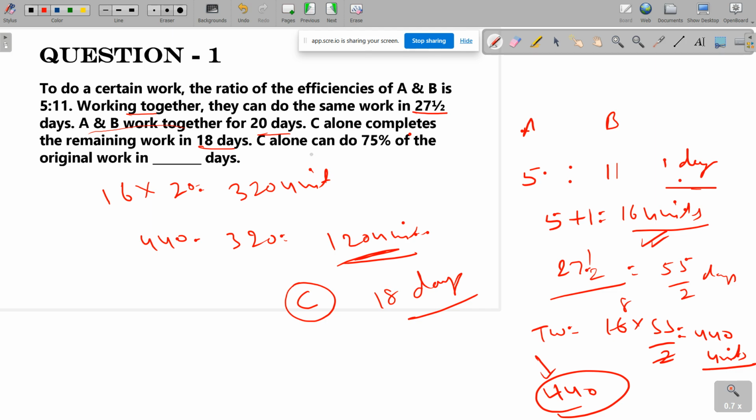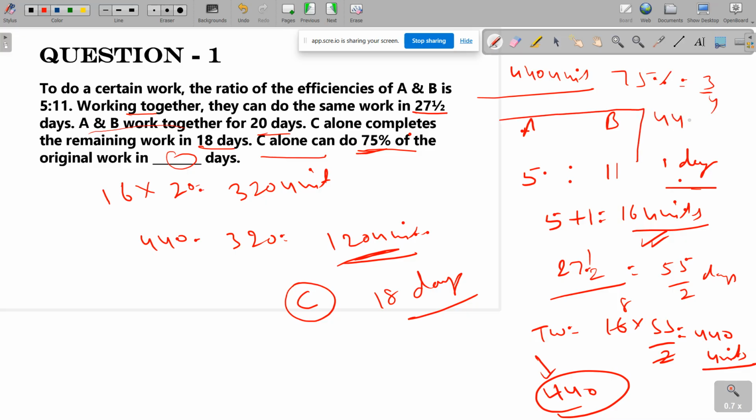Now the question is: we need to calculate in how many days C alone can do 75% of the original work. First, let's talk about 75% of the original work. What was the original work? 440 units, right? What is 75% of this work? 75% we can write as 3 upon 4. So 440 into 3 upon 4 can be written as 330 units.